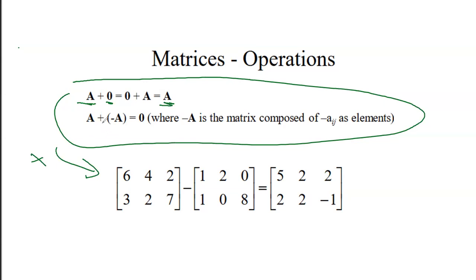And you have what you call the additive inverse. If you take a matrix and you switch around the signs of every element, and you add it to the original matrix, you're going to get the null matrix, right? That's what it tells you.